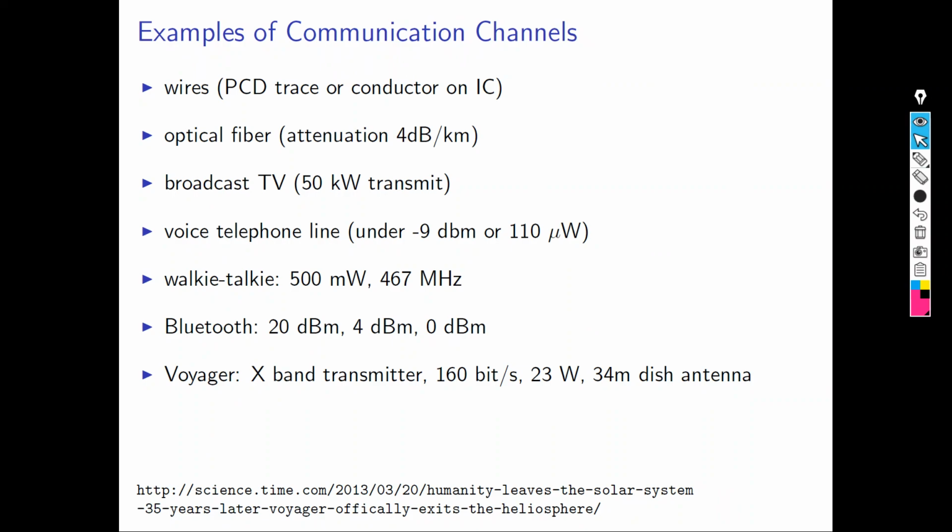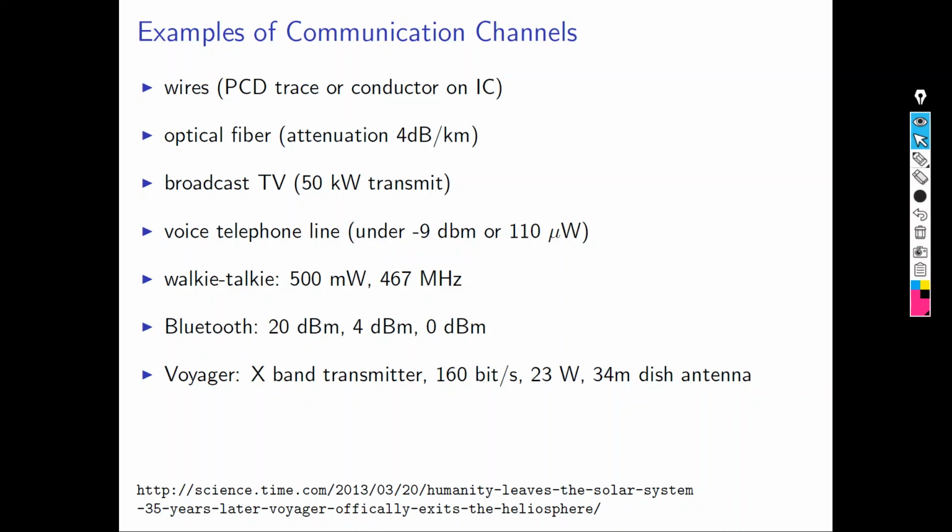and all these are examples in wireless communication that we can always refer to and try to understand and deal with. Examples of communication channels. We have the wires that we use to transmit our data over. We have the optical fiber, which causes attenuation of 4 dB per kilometer. We have broadcast TV, 50 kilowatt transmit from the base station so that it can reach your home and you watch the TV channel. Voice telephone line under -9 dBm or 110 microwatt.